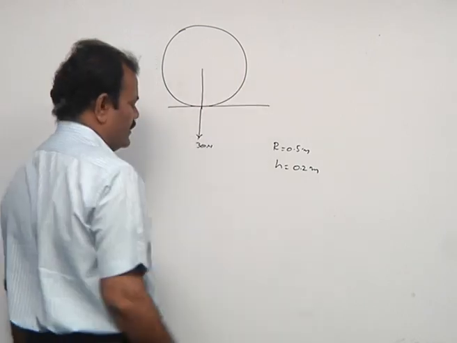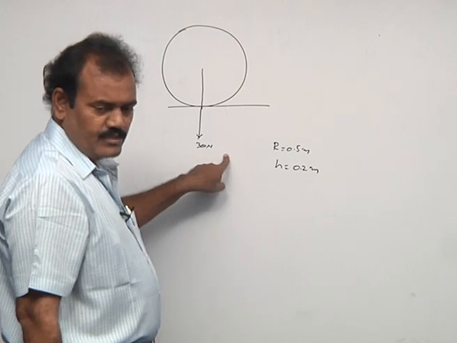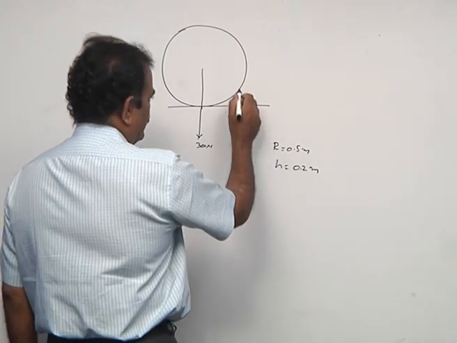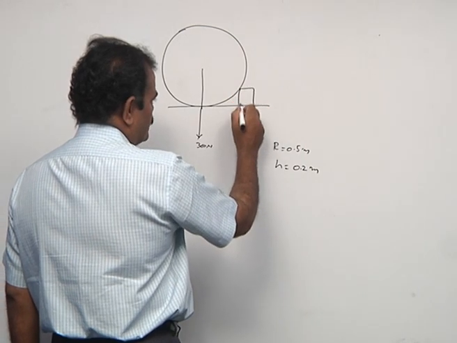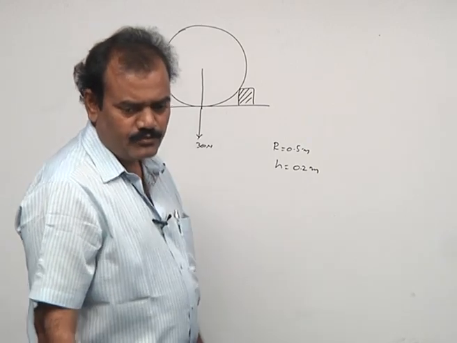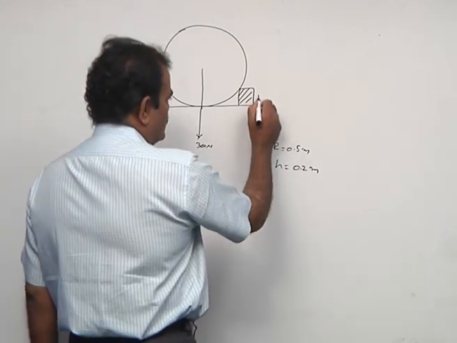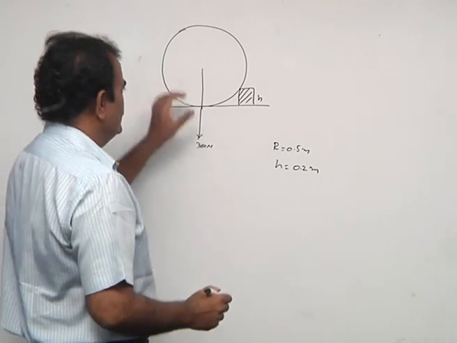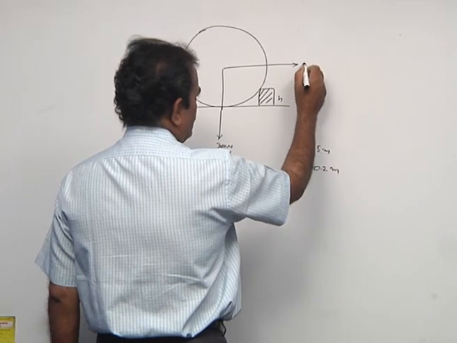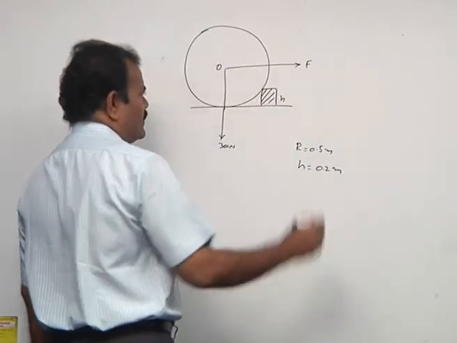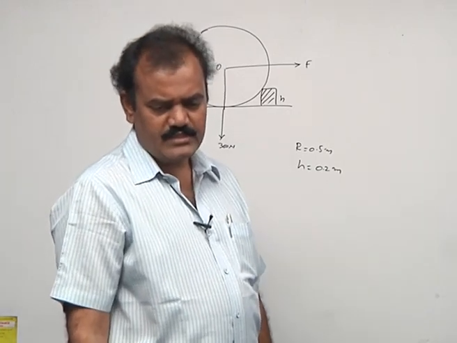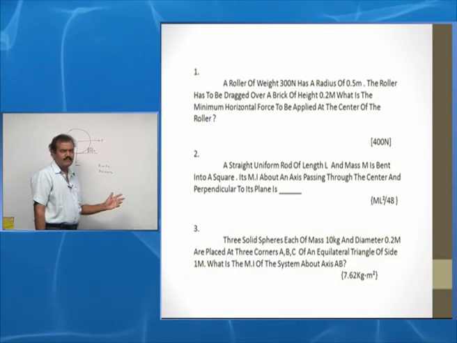Now this is considered the roller, its weight 300 newtons is given, and the radius is given as 0.5 meters. Now it is to be dragged over a brick, so this is the brick, and the height of the brick is 0.2 meters. That's why h is taken. When it is to be dragged like this, a horizontal force is applied at its center. So this is the horizontal force, and this is the center of the roller. Now the question is, what is the minimum horizontal force to be applied at the center of the roller?